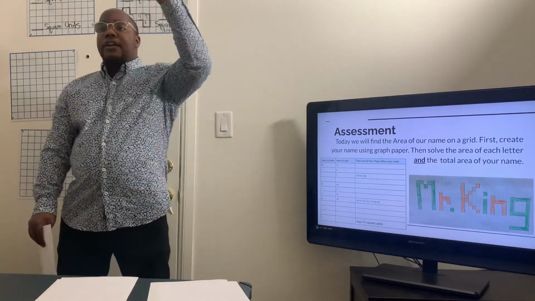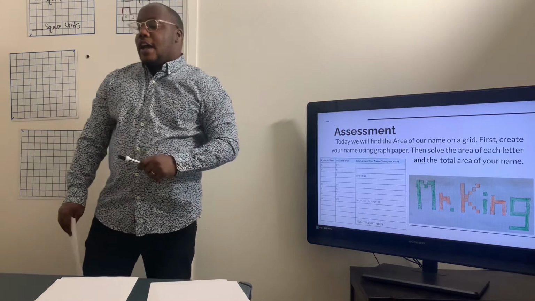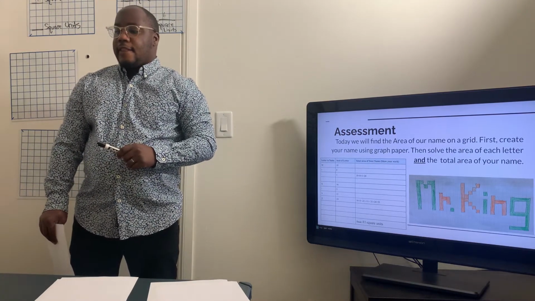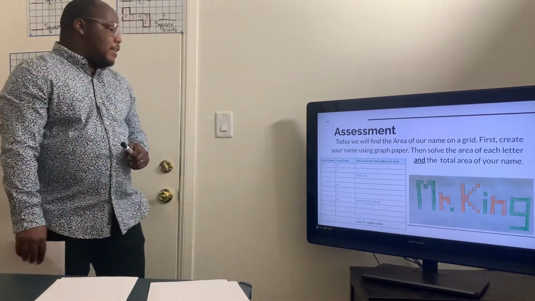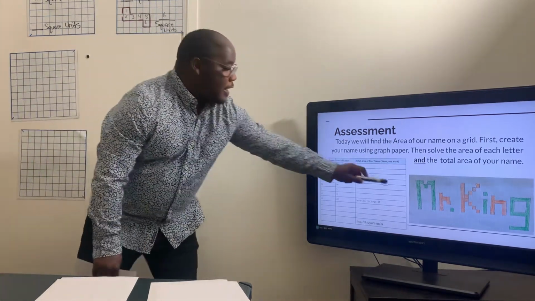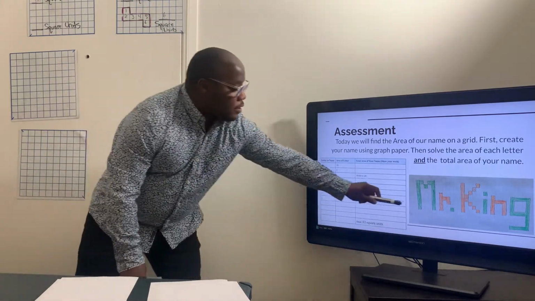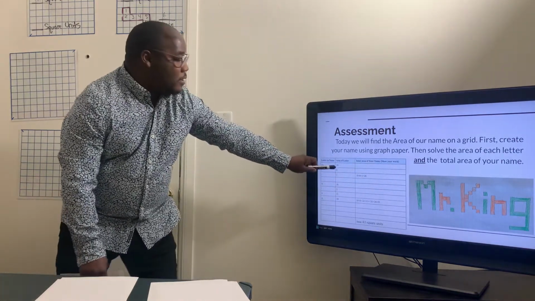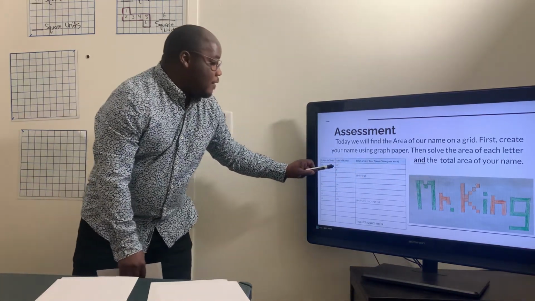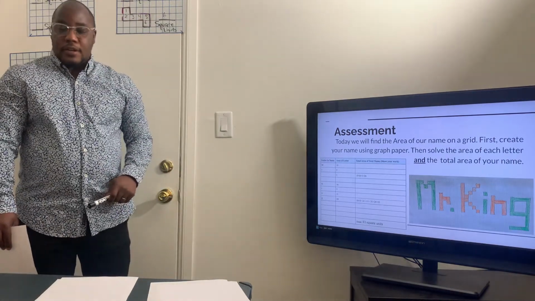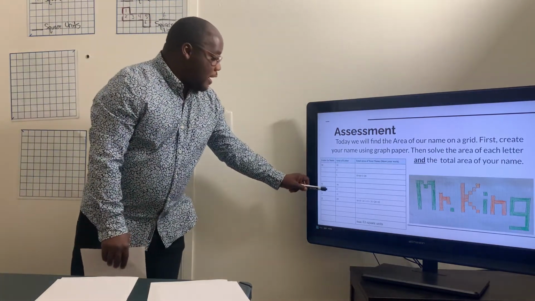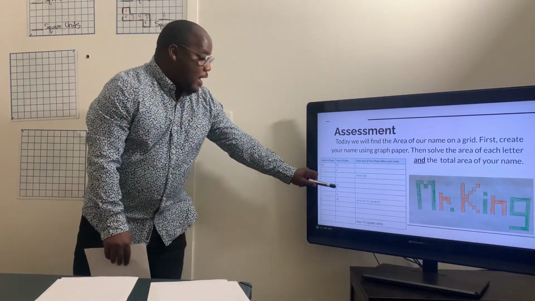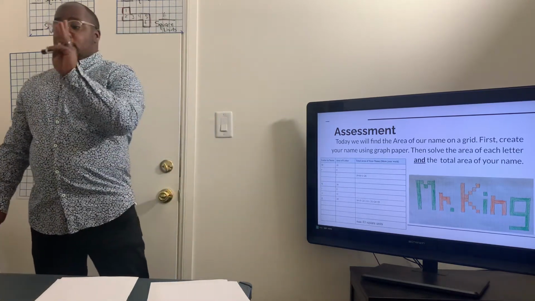How do we find the area, class? Yes, Jackie. The total number of squares inside the shape. Yes, that's how we find the area. So I'm going to look at my letter M, and I'm going to look at the squares inside my letter. I have 19 squares. So I have the area of 19 for M. We're going to do that for every letter, and we're going to put each number.